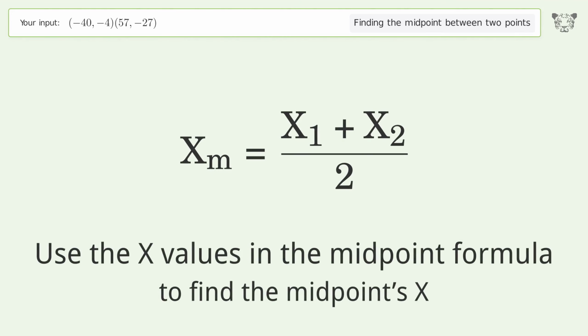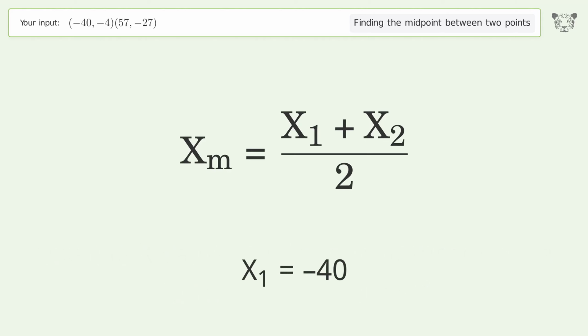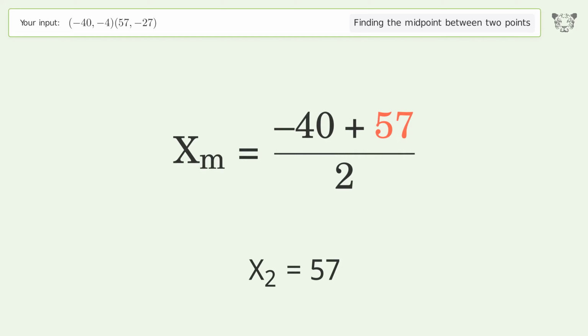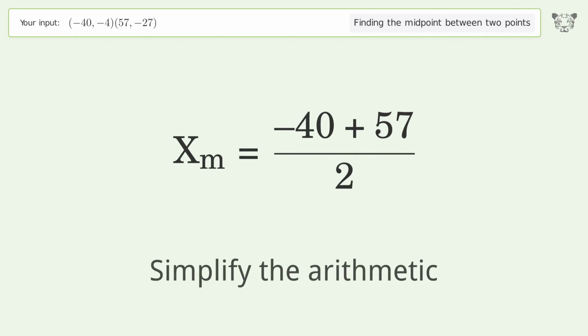Use the x values in the midpoint formula to find the midpoint's x. x1 equals negative 40. x2 equals 57. Simplify the arithmetic.